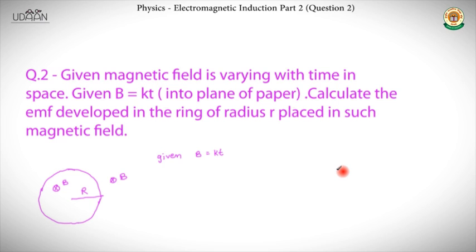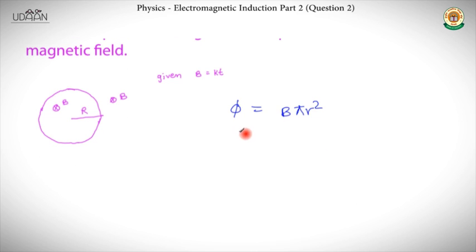I said this earlier, right? Now first we know that the flux linked with this particular ring is nothing but B into pi r square. I have solved this question earlier, deriving the flux linked with the ring placed in a uniform magnetic field. But here the magnetic field is varying. Magnetic field at any time t is given by k into t. So at any time t, the flux linked would be kt into pi r square. So the flux is varying.